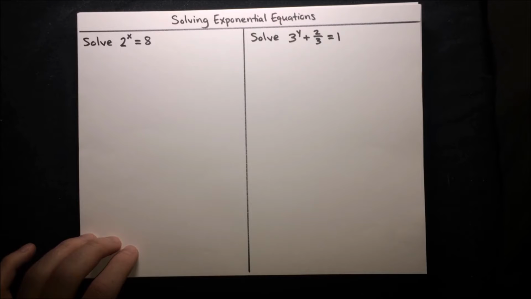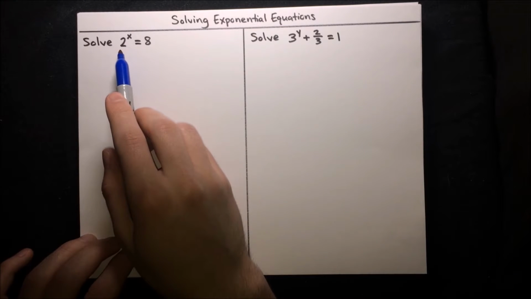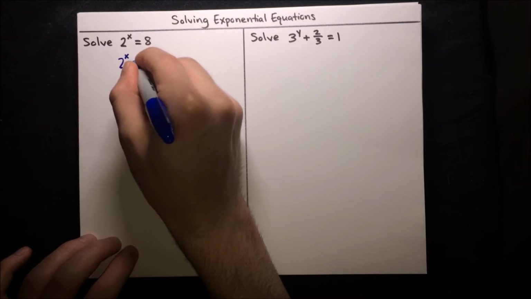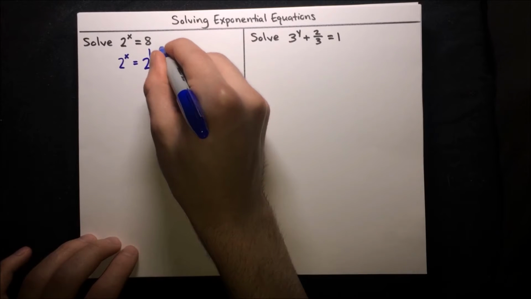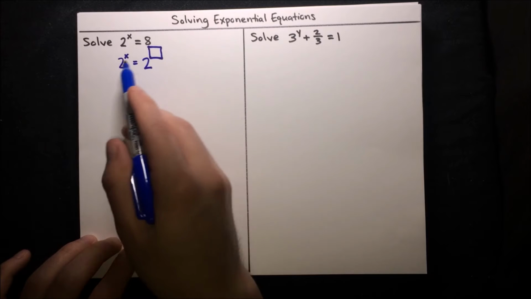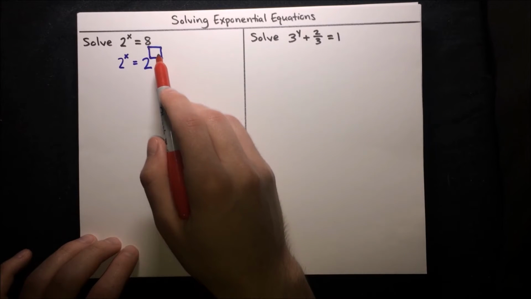The idea here is to express the right-hand side as an exponent with the same base as the left-hand side. So we'll have 2 to the x equals 2 to the something. And we just have to fill in that something. And once we do that, it'll become very clear what x is, because they'll have to have the same exponents. Okay, so 8 is 2 to what power?